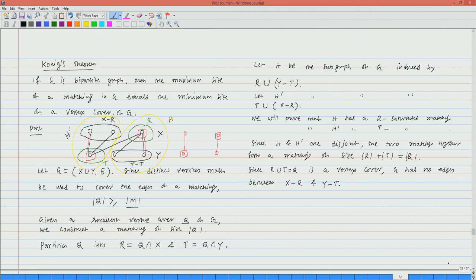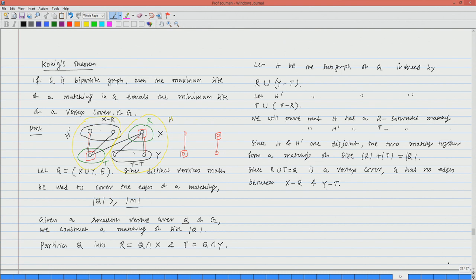See, there can't be an edge from here to here, because if there is an edge from here to here, then that edge is not covered by the vertex cover. All the vertices of the cover are here and here. So, there can't be an edge between X minus R and Y minus T, otherwise it would not be covered by the vertex cover. So, there is no edge between this and this. Okay.